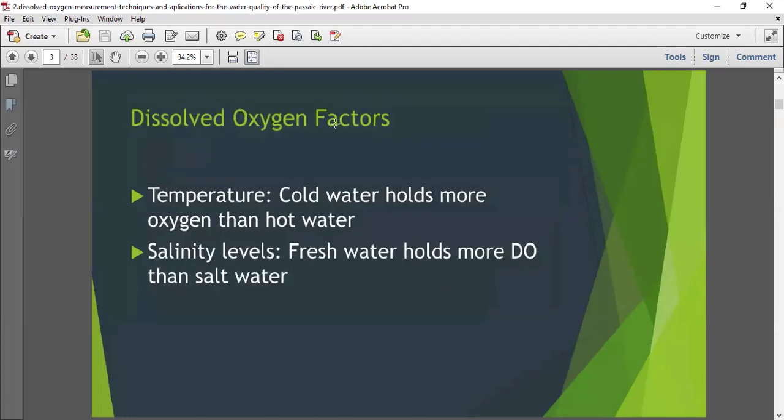Dissolved oxygen factors. These are the important things you have to know. There's temperature: cold water holds more oxygen than hot water. Salinity level: fresh water holds more dissolved oxygen than salt water.